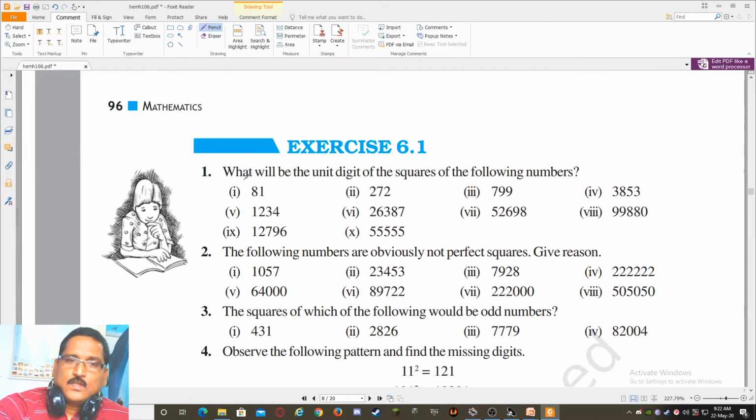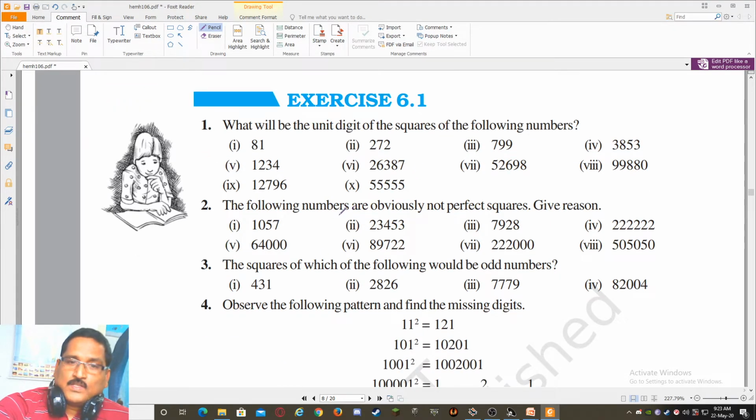Now the exercise: what will be the unit digit of the square of the following numbers? You have to say, no need to perform the square. A number ending with 1: what will be the unit digit? Unit digit 1, it definitely will be 1. When it is a 2, what is the link with 2? Either 4 or another, 6, as the unit digit of the perfect square. How can I get this back? That table you have to learn here.